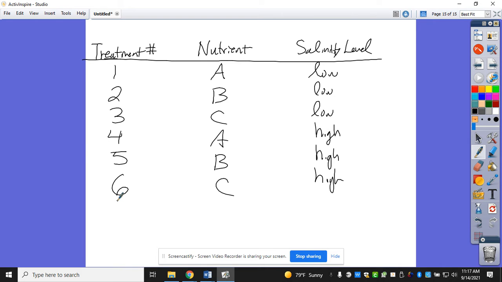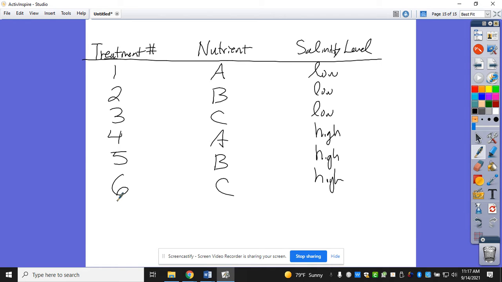So anytime you have multiple factors, I would pretty much always suggest doing something like this to where you can shorthand it to be able to refer to it later and write a whole lot less words than treatment 1 is nutrient A with salinity level low, and then nutrient B, and so forth. So I would suggest like this.